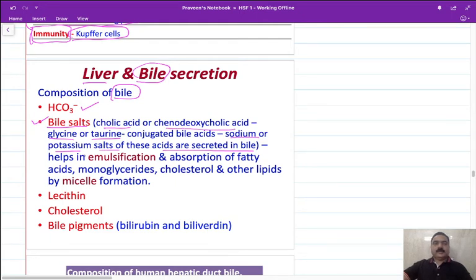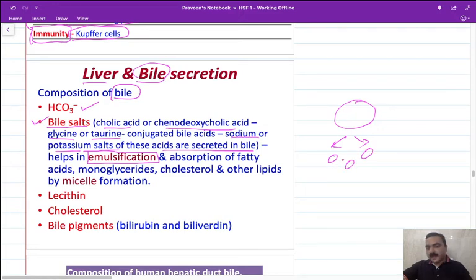And what is the role of these bile salts? They help in emulsification of the fat. Emulsification does not mean breakdown of the fat. Large droplets of fat will be broken down by the segmentation contraction and the peristaltic contraction that takes place in the intestine. But when you break a large droplet down into smaller particles, they will have what?